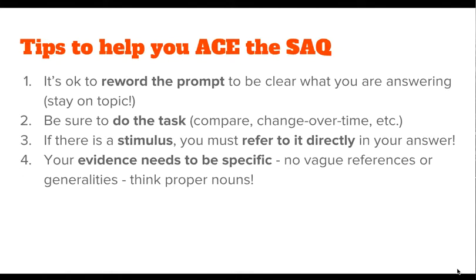Number 4, when you're thinking about the evidence in the C in your ACE, your evidence needs to be as specific as possible. Vague references or general historical statements will not be accepted. I always encourage students to think about proper nouns, the names of people, places, events. If those don't apply, sometimes your specific evidence could be specific and relevant historical vocabulary or other details that don't quite fit into proper noun but are still clear and specific.